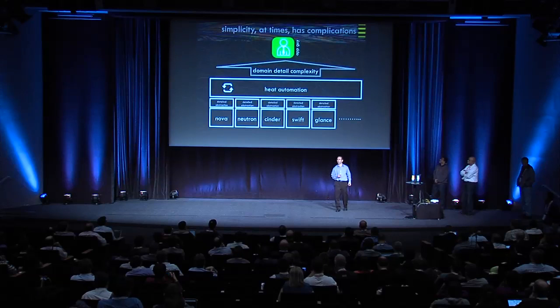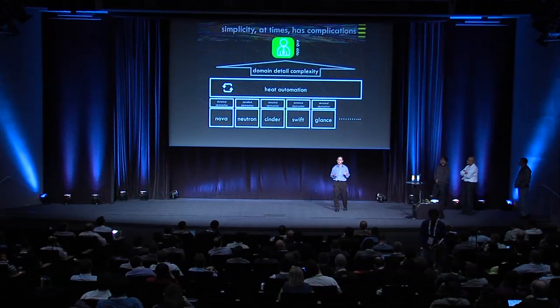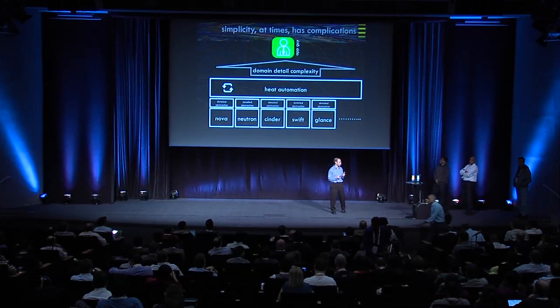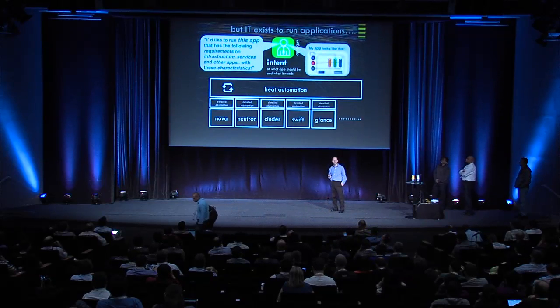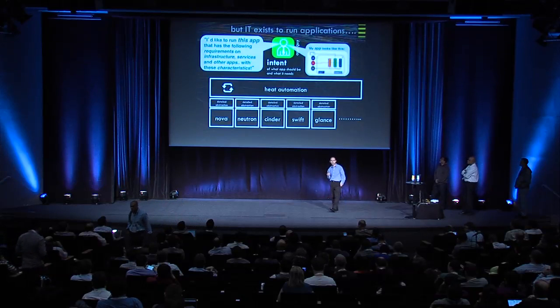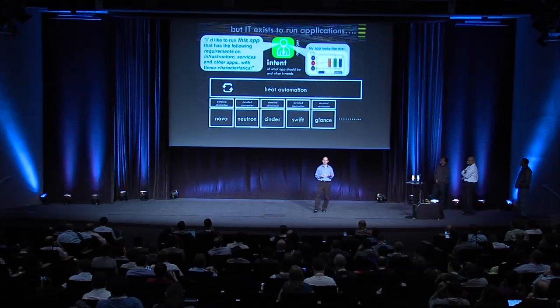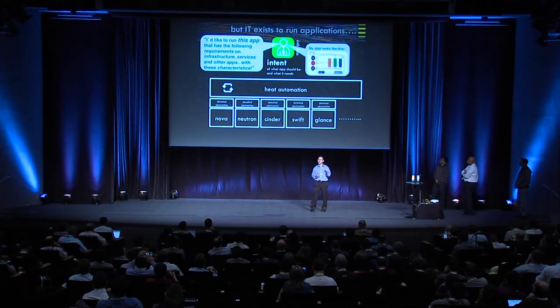And who does this impact the most? Well, it impacts the poor application guy, who now needs to understand all of these low-level details and has to interact with them as he builds different automation. But the reality is, he knows exactly what his application looks like. He's the one that built it and architected it. But he has to deal with all these low-level APIs. His intent is lost. This is bad. It's actually the root of the problem we're trying to solve.